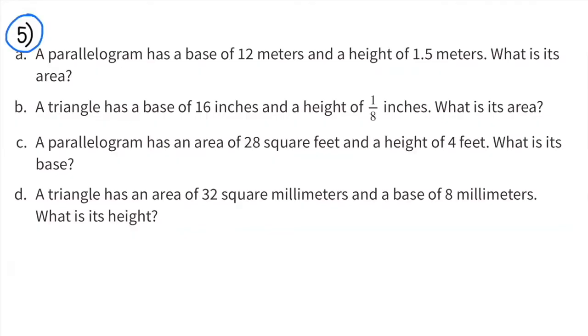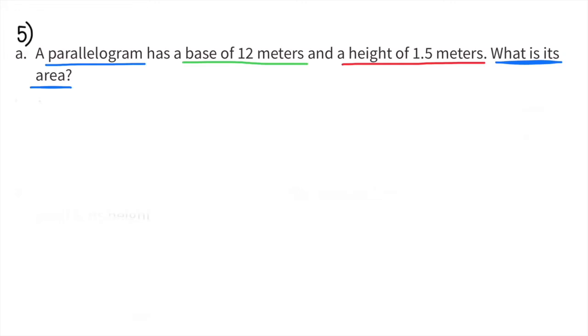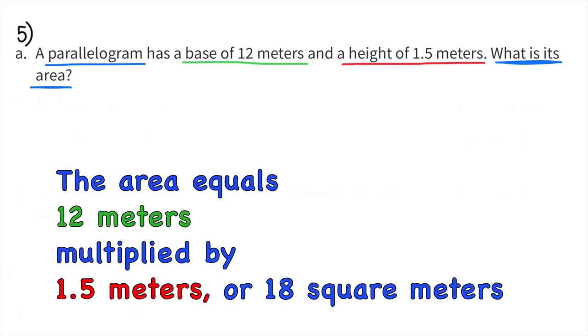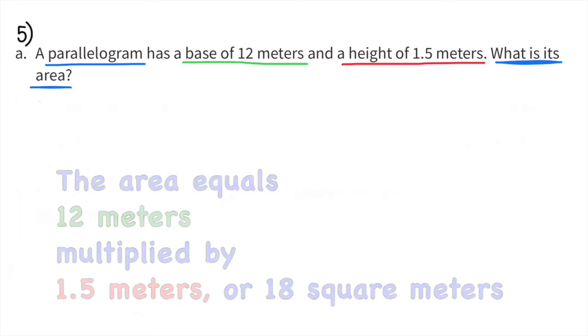Number 5. A. A parallelogram has a base of 12 meters and a height of 1 5/10 meters. What is its area? For a parallelogram, you're going to do base times height to find the area. So 12 meters times 1 5/10 meters equals 18 square meters. The area for this parallelogram is 18 square meters.